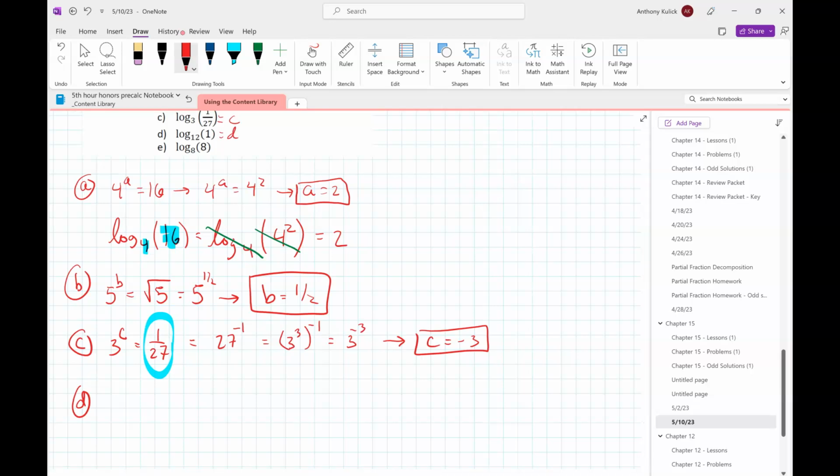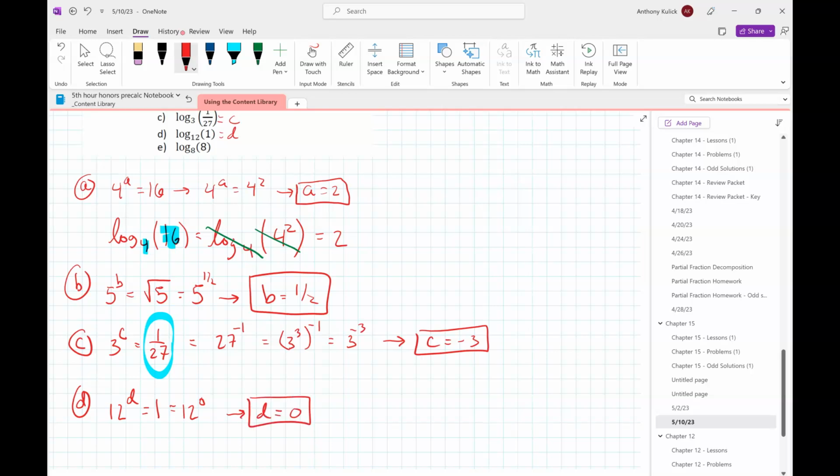So here, the next one, we have log base 12 of 1 is equal to d. So we'd say 12 to the d is equal to 1. Yep, Prater says that anything to the 0 power is 1 other than 0. So we can certainly write 12 to the 0 as 1. So d is just 0.